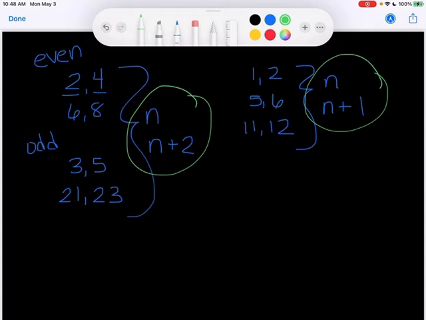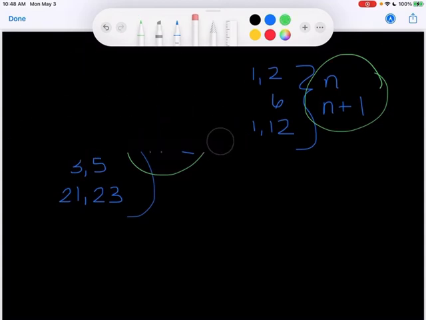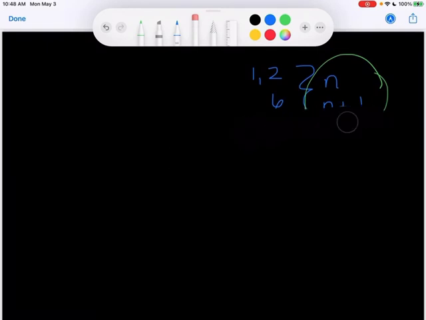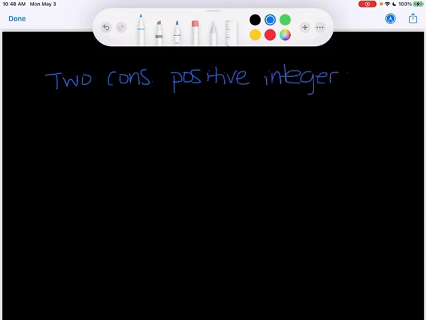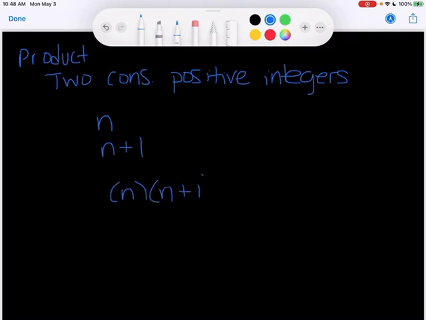So let's have an example here. It says the product of 2 consecutive positive integers. It doesn't say even or odd here, so we know we're just dealing with n and n plus 1. But it says their product, and remember, product is when you multiply them. So their product would be n times n plus 1. It says the product of 2 consecutive positive integers is 306, so this product is equal to 306.